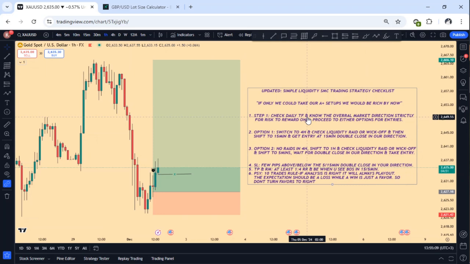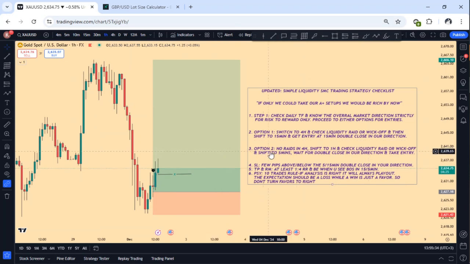So I'll walk you through step 1, which is checking daily time frame and knowing the overall market direction strictly for risk to reward only, and then you will proceed to either options for entry. And what are the options? Option 1 is how you should switch to 4 hours and check liquidity raid or weak high, and then shift to 15 minutes and get entries at 15 minutes double close in our direction.